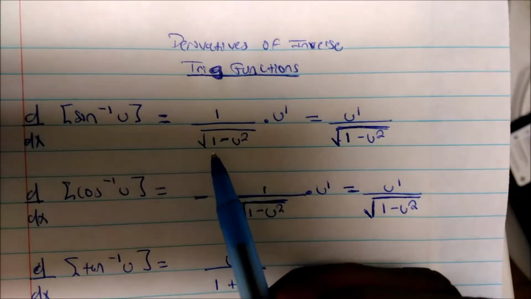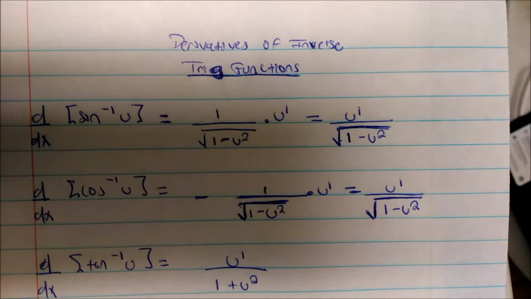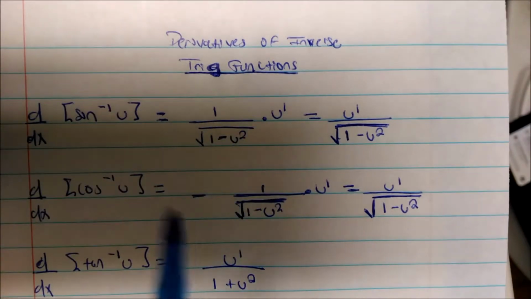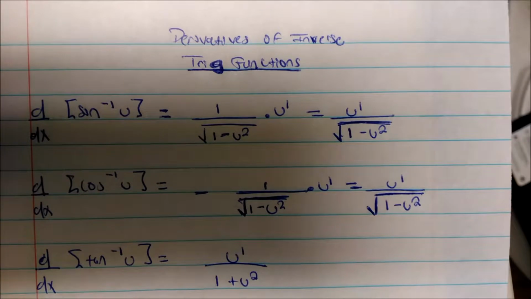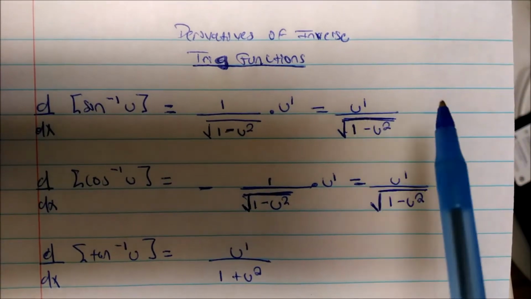The derivatives of inverse trig functions. Again, these are simple derivatives. The not fun part of it is just memorizing, but really, it's not that bad. It's just using a couple of formulas. And the formula says, well, sine inverse of u, of some arbitrary numbers or variables or whatever, is just u prime divided by the square root of 1 minus u squared.